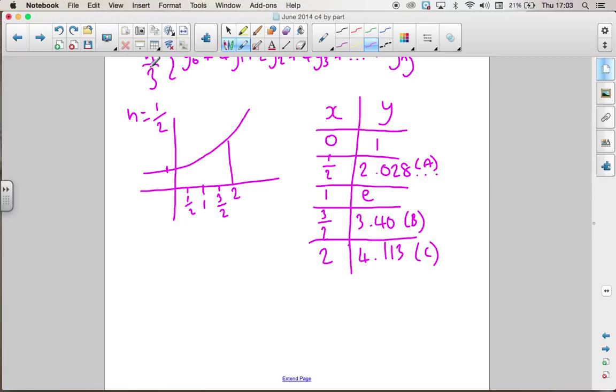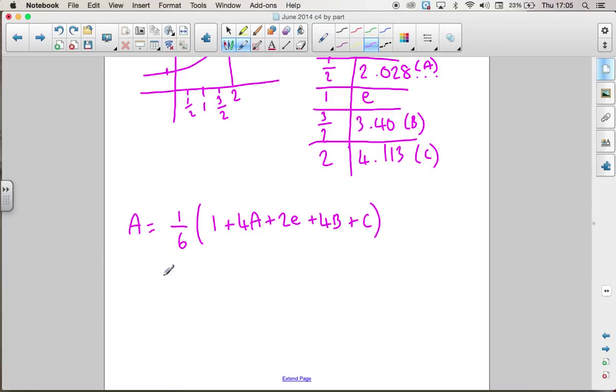I've got h is a half, so I've got a half divided by 3. So the area is going to be a half divided by 3, so that's a 1/6, times by 1 lot of y0, which is 1, 4 lots of the number that I've saved into memory A, 2 lots of e, 4 lots of what I saved into memory B, and 1 lot of what I saved into memory C. I get a value of 5.38 to 3 significant figures.